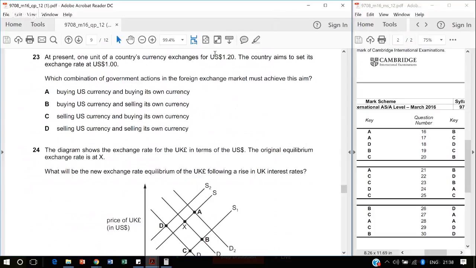The currency is too strong at the moment, because they're able to buy $1.2 and they only want to be able to buy $1. So they have to weaken their currency. They can do this by selling their own currency and buying US dollars. Buying US dollars will strengthen the US dollar, and selling its own currency will weaken it, because they're decreasing demand for their own currency and increasing supply. So that's going to lead to a fall. So that's going to be B here, buying US currency and selling its own currency. That weakening could be positive for the balance of trade position, and that's why some countries choose to peg their currencies at an artificially low level, like this country seems to want to do.